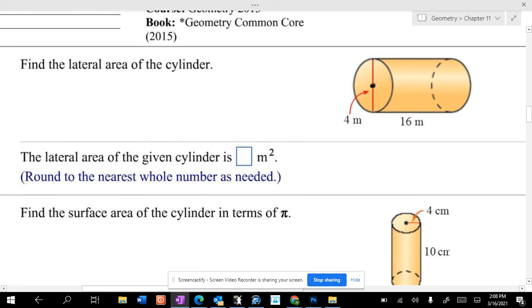Lateral area of a cylinder. Lateral area of a cylinder is 2 pi RH. Well, in this case, we take 2 times pi times the radius is 2, because this is the diameter when it's drawn all the way across, times 16, or 64 pi.